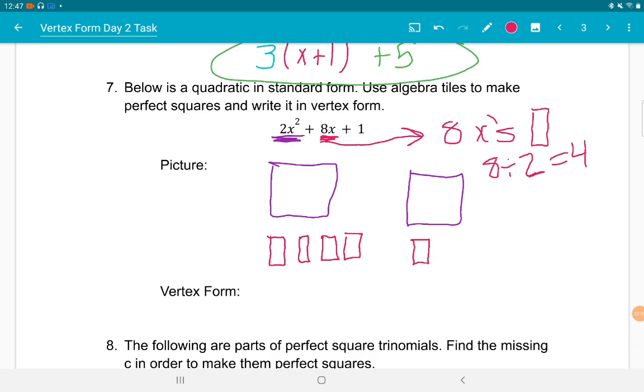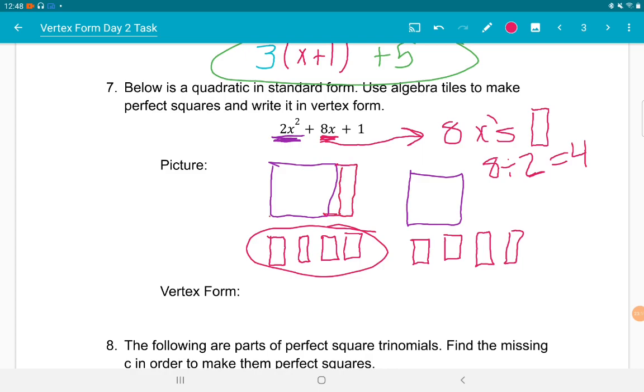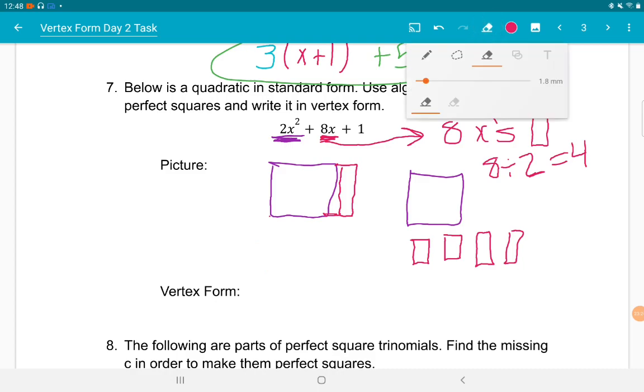And 4 on this one. Sorry, I'm not drawing these the best. Like that. Okay. So I'll put 4 on each. Now I can look at how do I make a square with these 4 x's that we have here. Well, I'm going to need to put 2 on each side. And actually, I think I'm going to erase those down there just so that they don't get in the way.